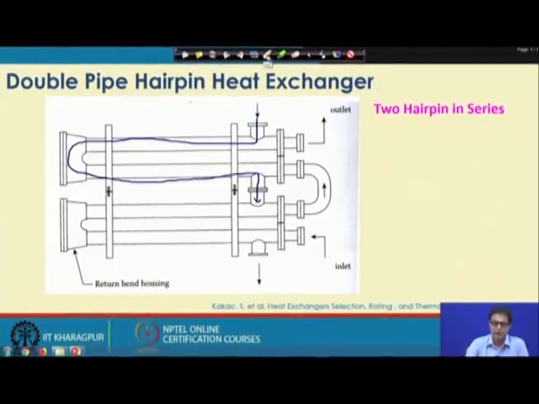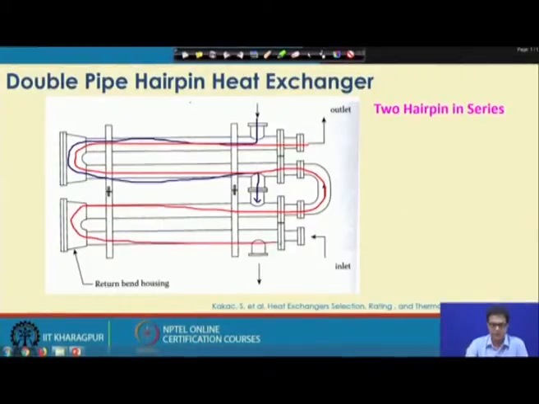Similarly, the other fluid stream comes from this end, and we have an external connection to put it into the second heat exchanger. So, this is the entry and this is the exit, and here this is the entry and this is the exit for the other fluid stream. So, in series, both the fluids are connected in series.